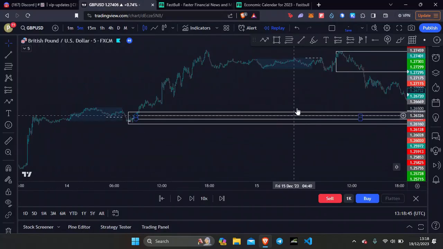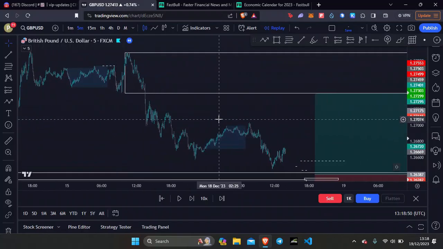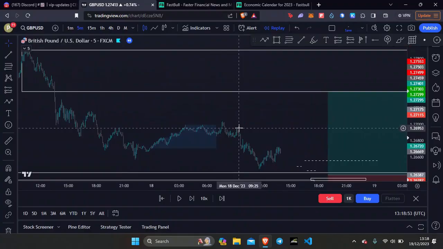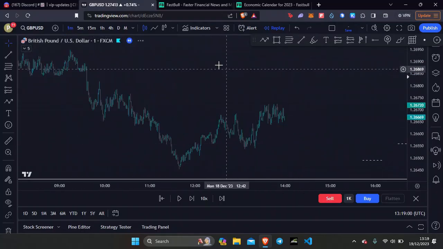Right, so now that we've got all of that marked up, we now know that all we're going to do is sit on our hands until price comes into this zone before we actually start looking for any sort of entry. So the next thing we do is just wait.